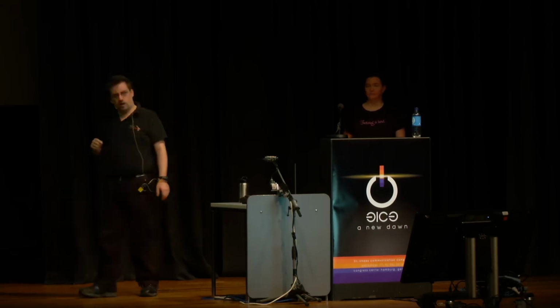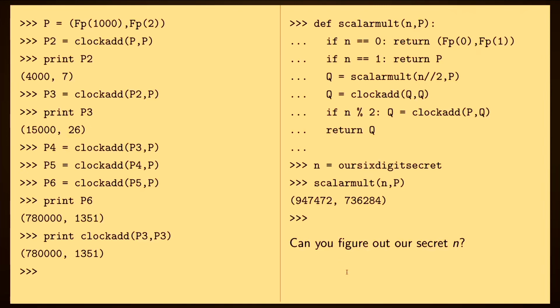If n is odd, then that n//2 means take away the remainder of 1. You get n minus 1 divided by 2. And then take that times P, double that, that gives you n minus 1 times P, add P to that, that's that if n mod 2 is non-zero, then you add P to Q, and finally you get n times P in all the different cases.